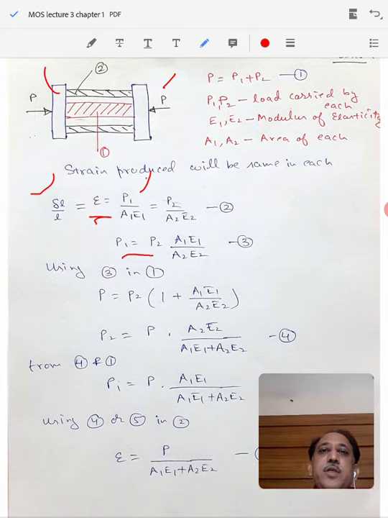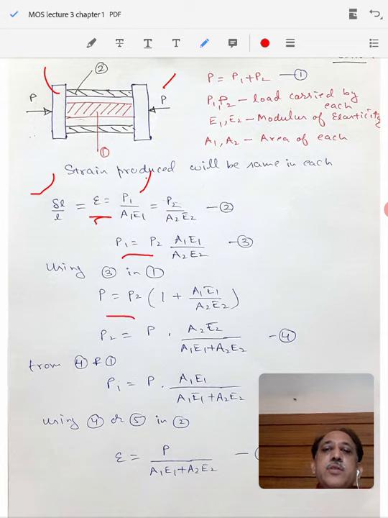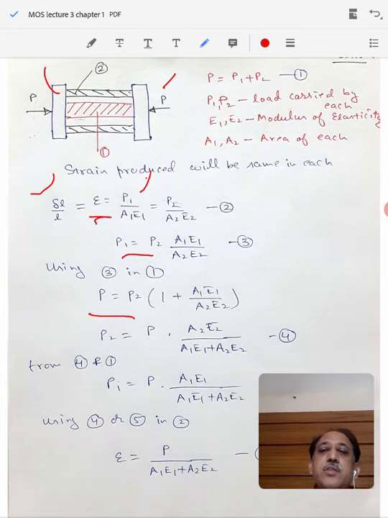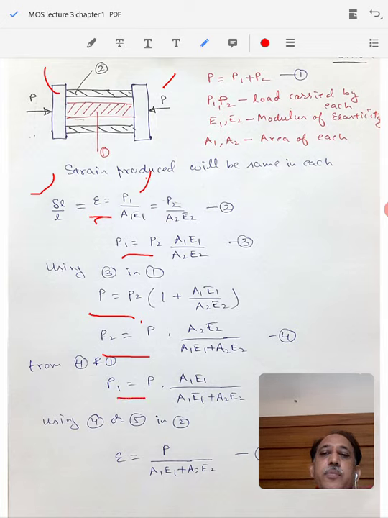We will use this equation 3 into equation 1. So we will substitute for P1 the value that we have calculated from equation 3 into equation 1, and this will give us here P is equal to P2 (1 plus A1 E1 by A2 E2). Using this we can determine the value of load P2. So P2 can be determined in terms of applied load and the system's geometric parameter as well as the material parameter. Once we have got the value of P2, we can substitute the equation 4 into equation 1 to obtain the value of P1.